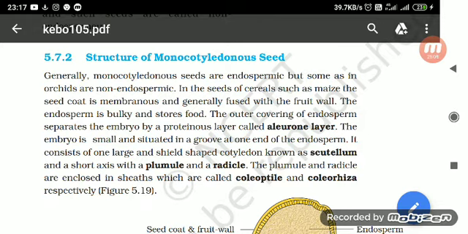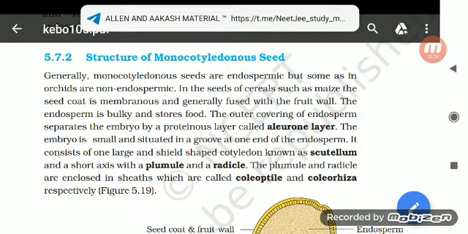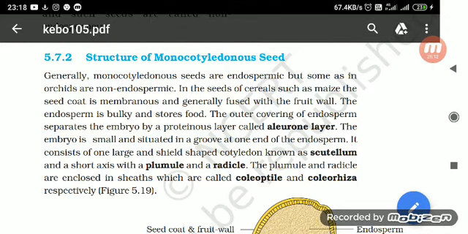5.7.2 Structure of monocotyledonous seeds. Generally, monocotyledonous seeds are endospermic, but some, as in orchids, are non-endospermic. In the seeds of cereals such as maize, the seed coat is membranous and generally fused with the fruit wall. The endosperm is bulky and stores food. The outer covering of endosperm separates the embryo by a proteinaceous layer called the aleurone layer. The embryo is small and situated in a groove at one end of the endosperm. It consists of one large and shield-shaped cotyledon known as scutellum and a short axis with a plumule and a radicle. The plumule and radicle are enclosed in sheaths called coleoptile and coleorhiza, respectively.